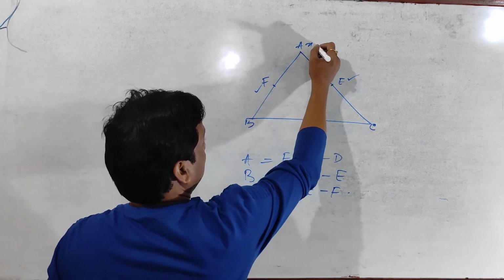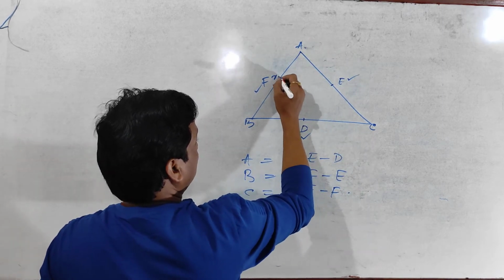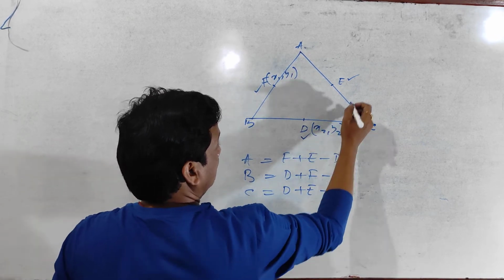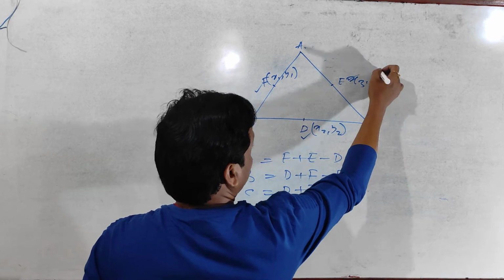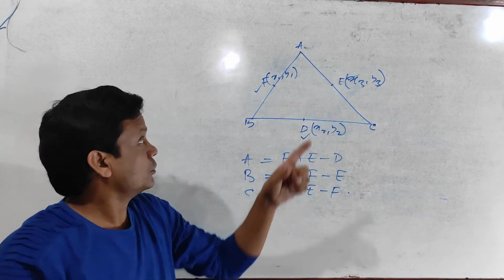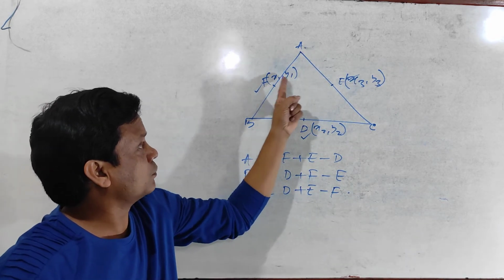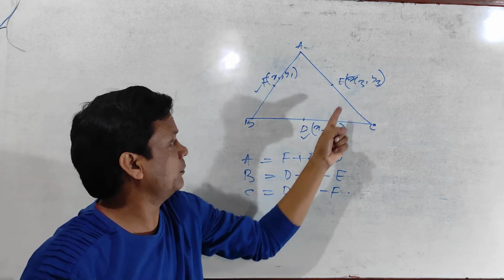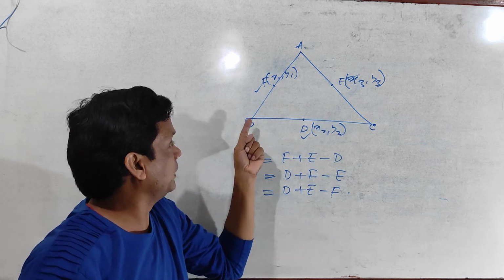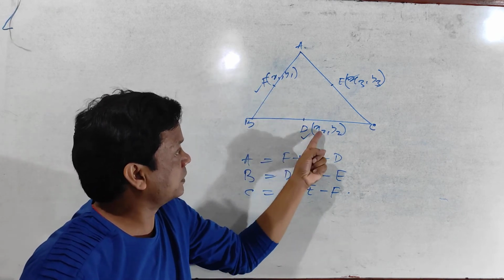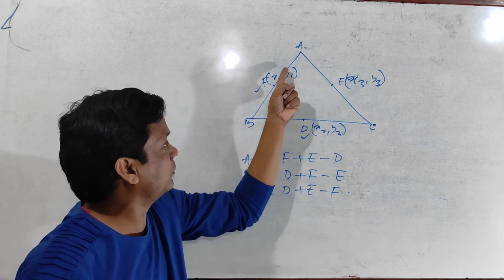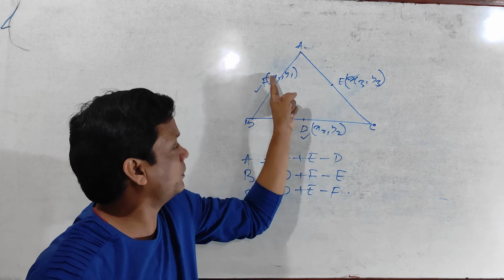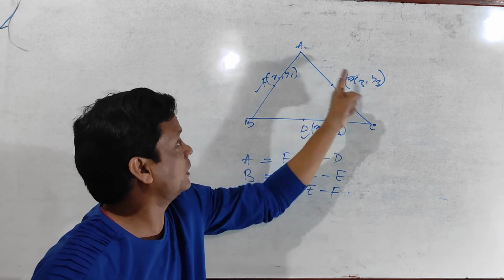That means if this one is x1, y1, this one x2, y2, and this one x3, y3, what will be the x coordinate of A? x1 plus x3 minus x2. And the y coordinate of A will be y1 plus y3 minus y2. The x coordinate of B will be x1 plus x2 minus x3, and the y coordinate of B will be y1 plus y2 minus y3. And the x coordinate of C will be x2 plus x3 minus x1, and the y coordinate will be y2 plus y3 minus y1.